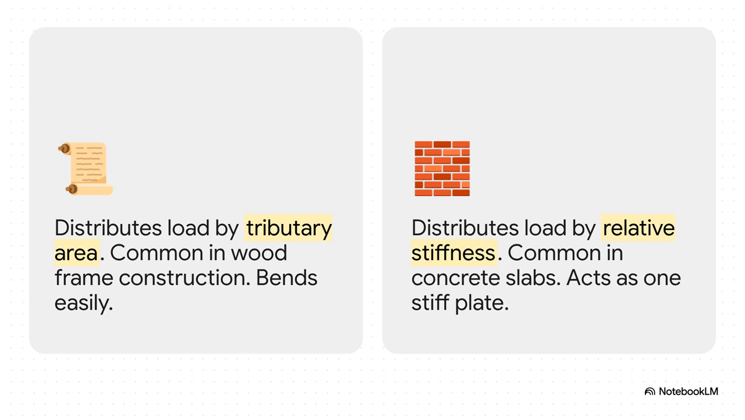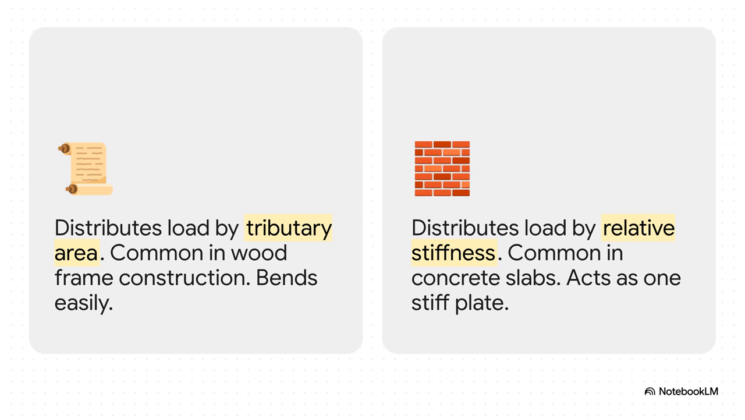Now, not all diaphragms are created equal. A flexible diaphragm, like you'd find in the typical wood frame building, acts kind of like a flimsy piece of paper. It bends, and because it bends, it distributes the load really simply, based on tributary area. Basically, each wall just takes the load from the half of the diaphragm closest to it.